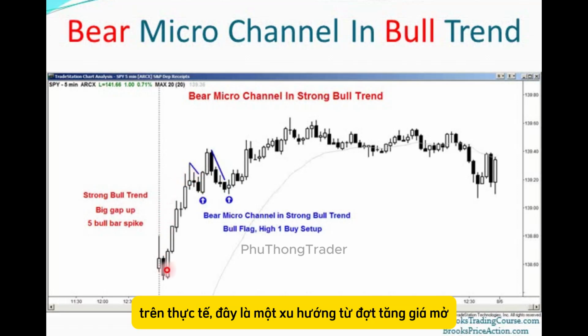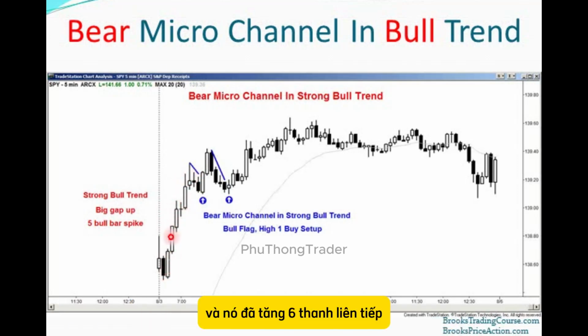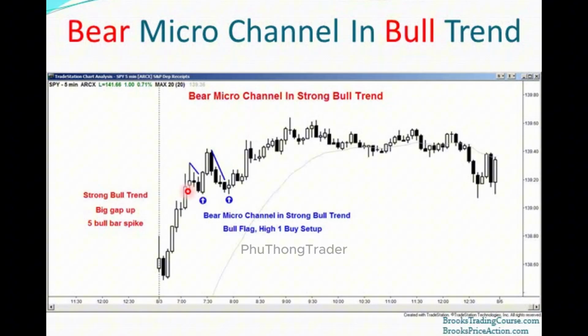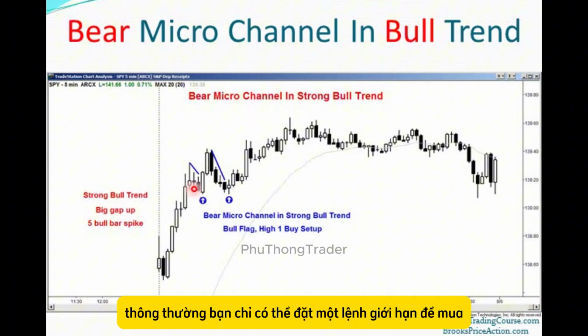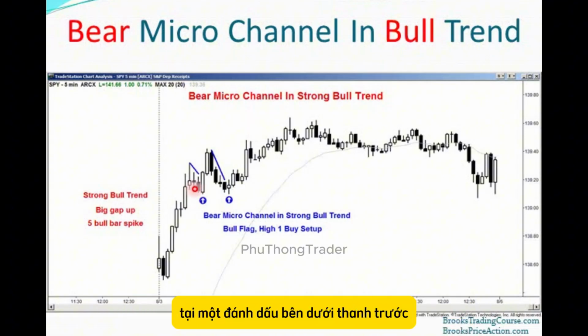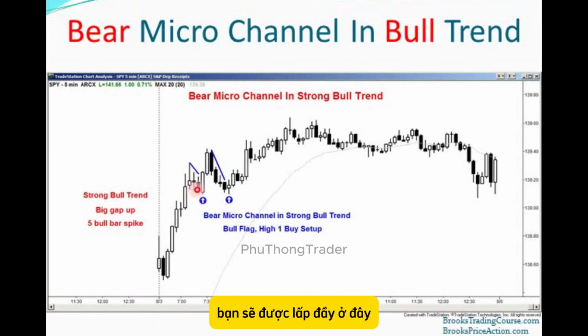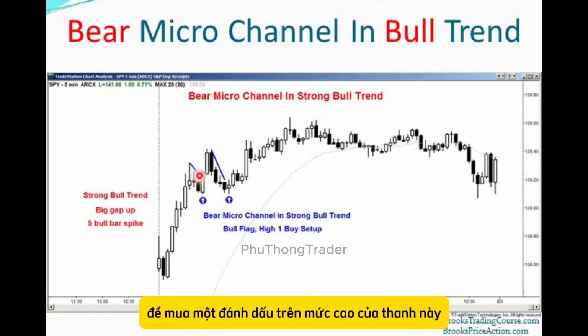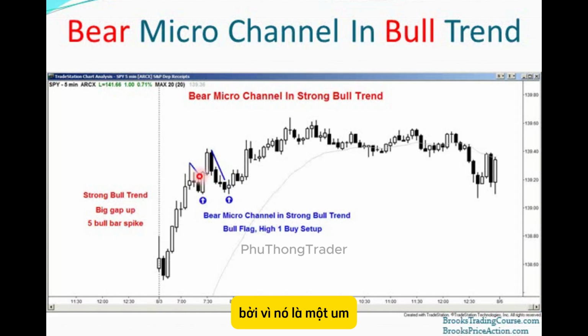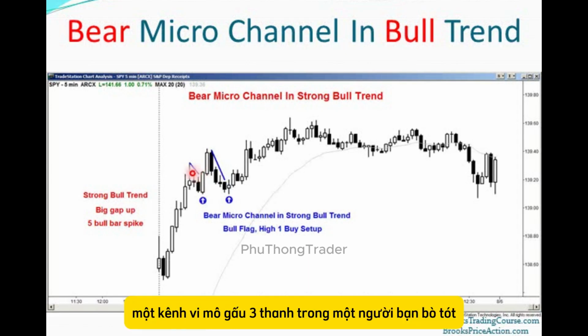In fact, this is a trend from the open bull, and it went up for 6 consecutive bars. Usually you can just place a limit order to buy at 1 tick below the prior bar. So you can place a limit order to buy below this bar. You would have been filled here. You can place a buy stop to buy 1 tick above the high of this bar because it's a 3-bar bear microchannel and a bull trend. So you can buy that.